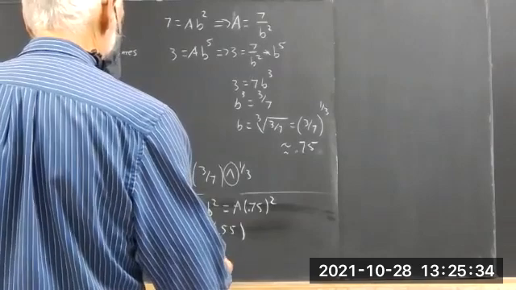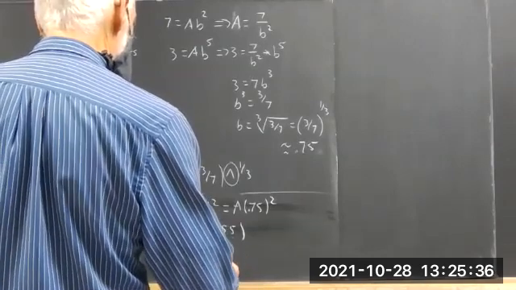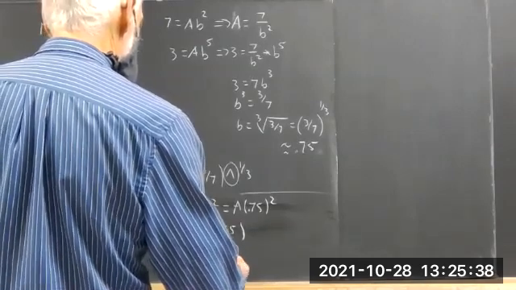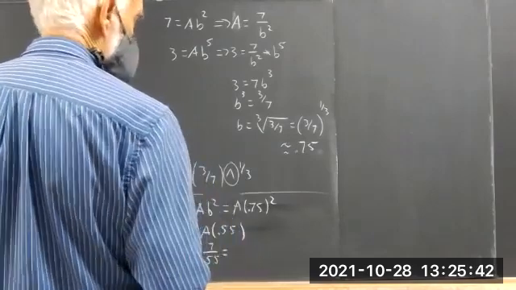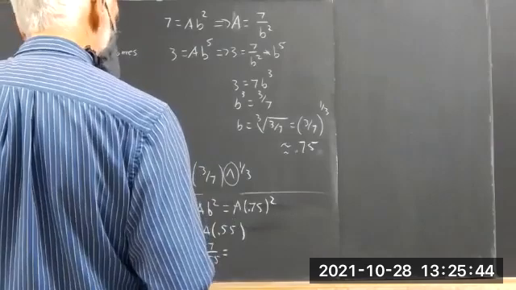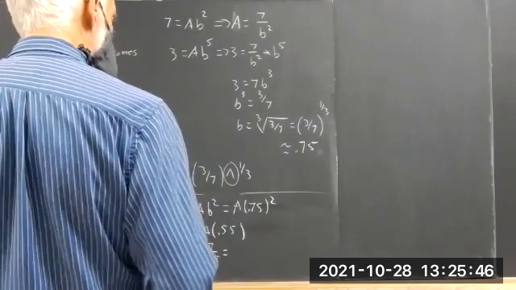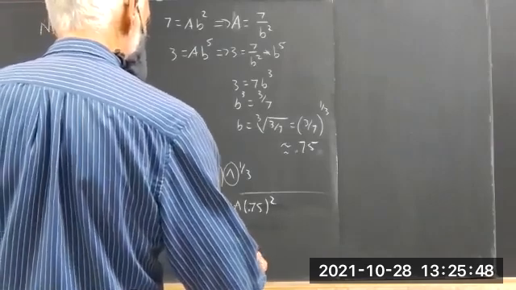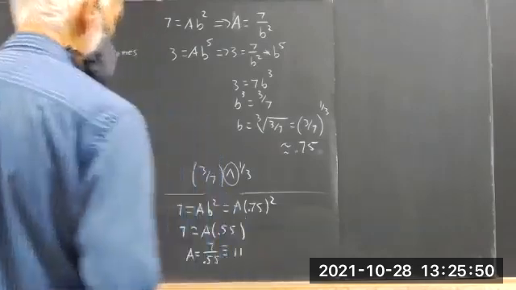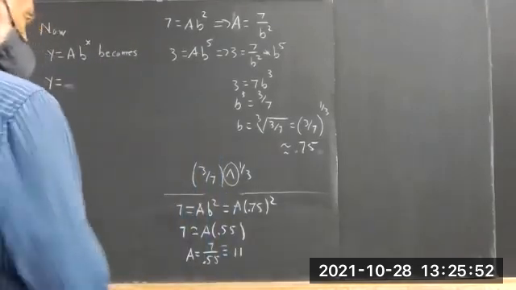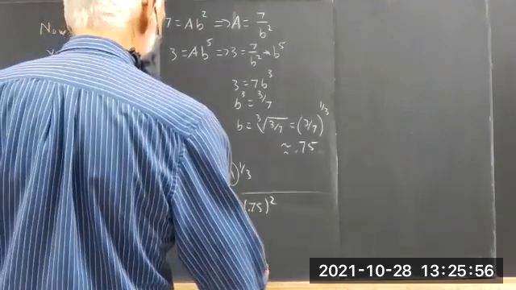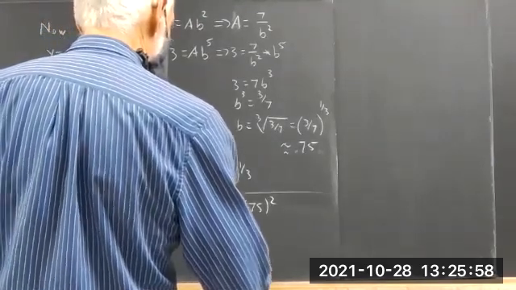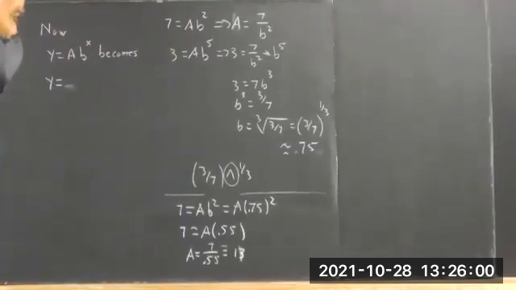So that A is 7 over 0.55. And maybe that's about 11. It's more than that. Okay, it's 12 or 13. Somewhere between 12 and 13. So A is about 13.